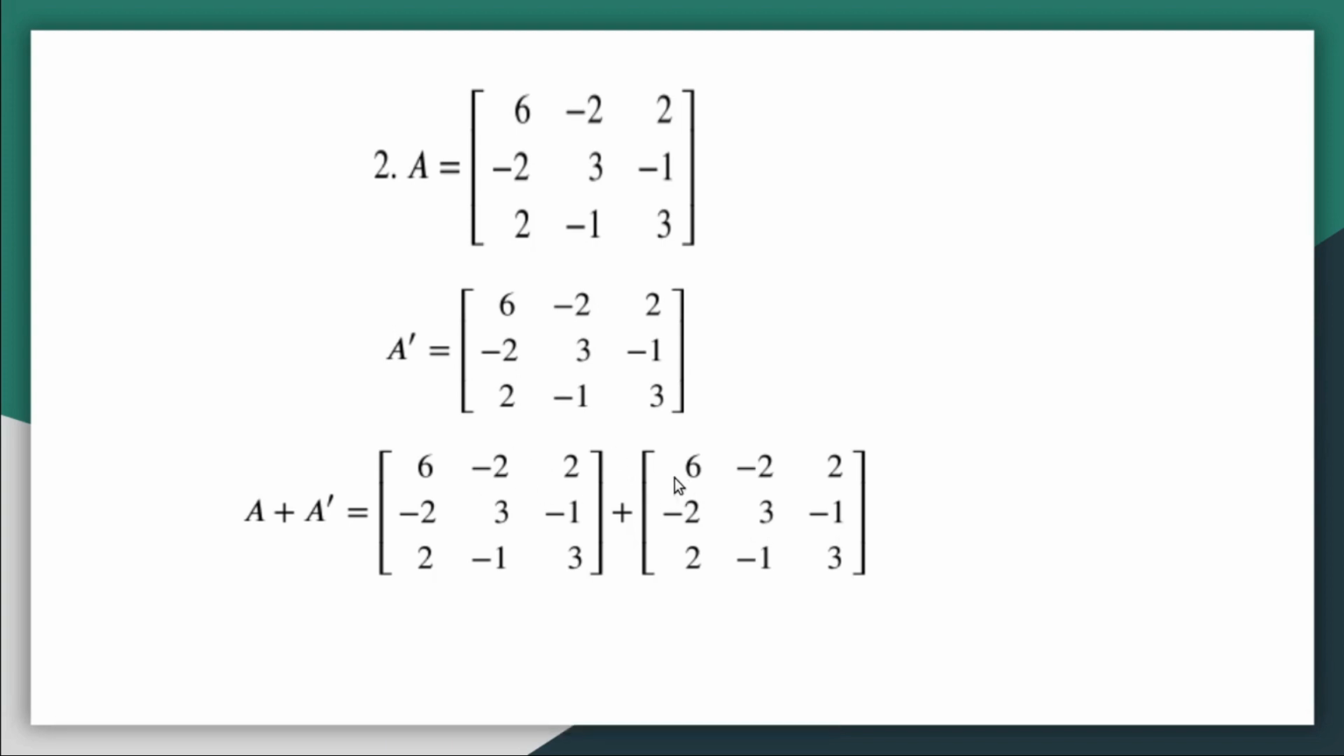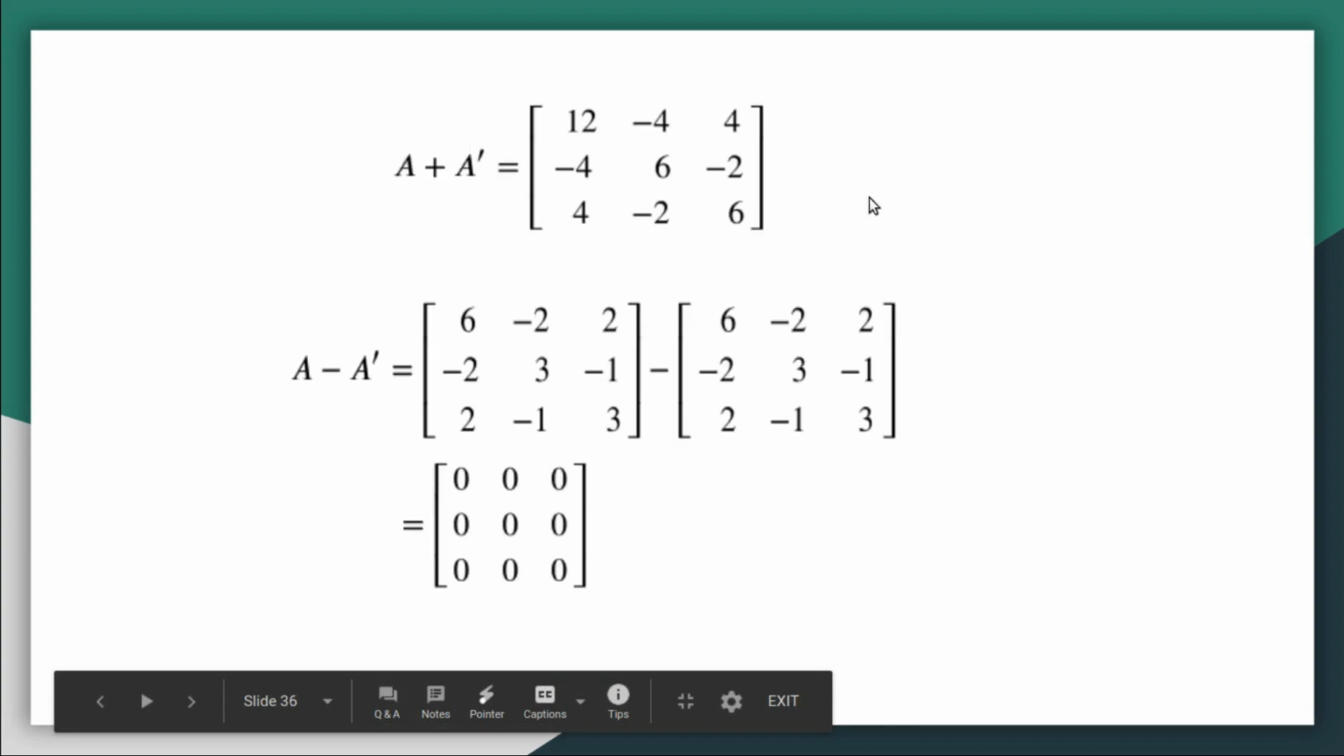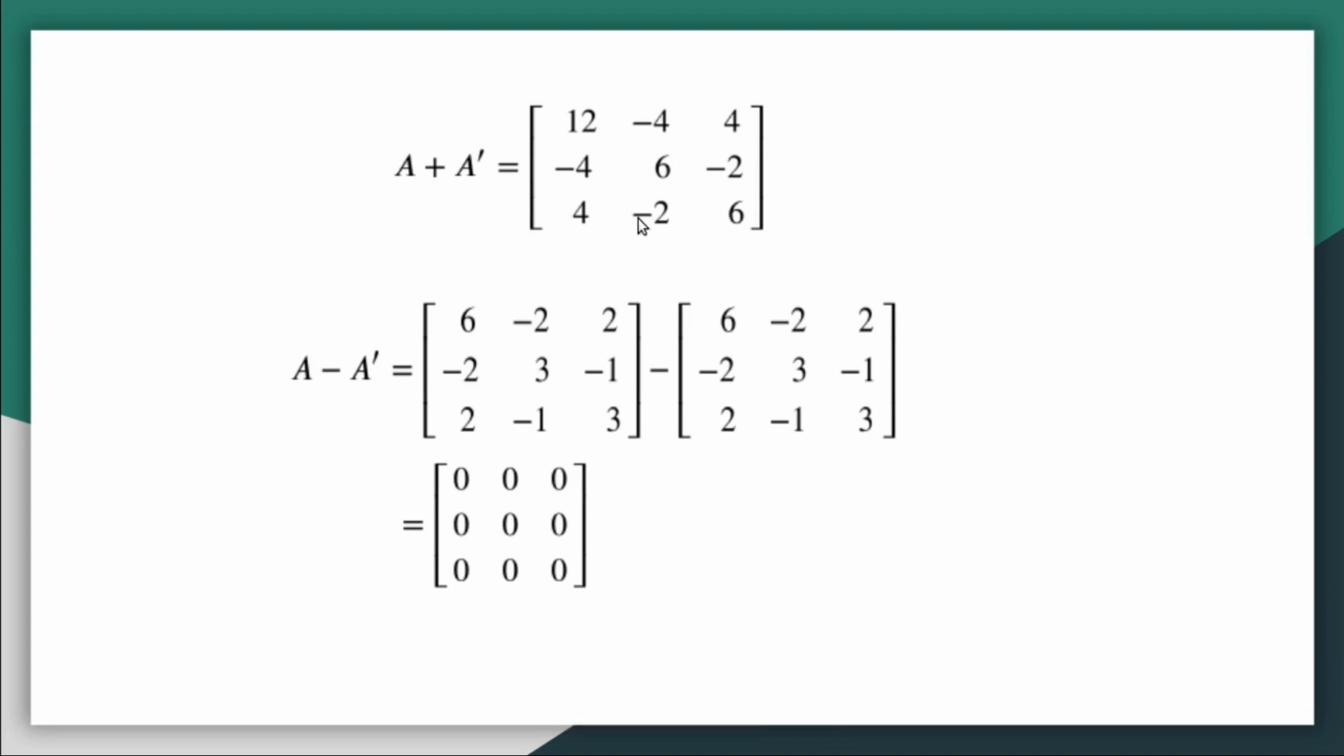6 plus 6 is 12, minus 2 plus minus 2 is minus 4, 2 plus 2 is 4, minus 2 plus minus 2 is minus 4, 3 plus 3 is 6, minus 1 plus minus 1 is minus 2, 2 plus 2 is 4, minus 1 plus minus 1 is minus 2, 3 plus 3 is 6. So this is our A plus A transpose. Now we have to find A minus A transpose.